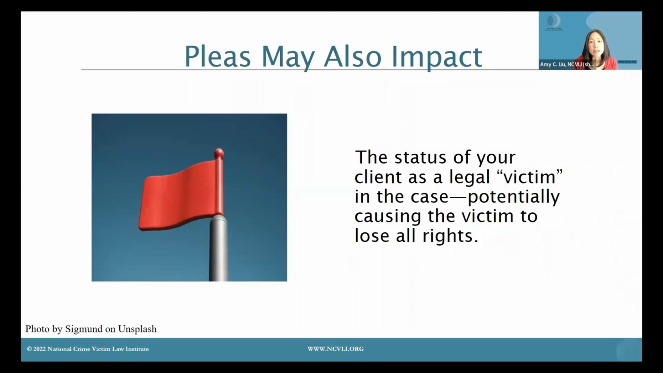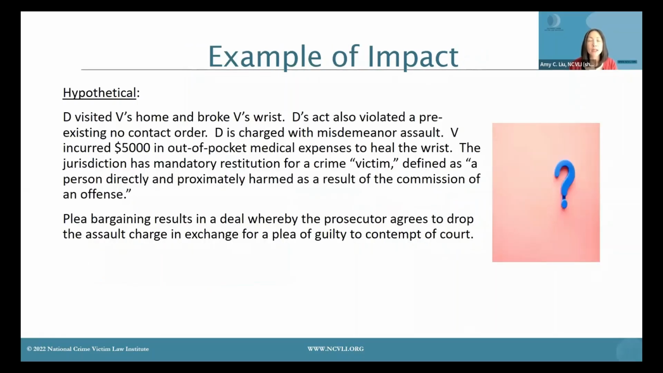So let's just think for a moment about what we learned, and we're going to think about this further in the context of a hypothetical. Okay, all right, let's look at this hypothetical. So in this hypothetical, the defendant visited the victim's home and broke the victim's wrist. Defendant's action also violated a pre-existing no contact order. Defendant is charged with misdemeanor assault.